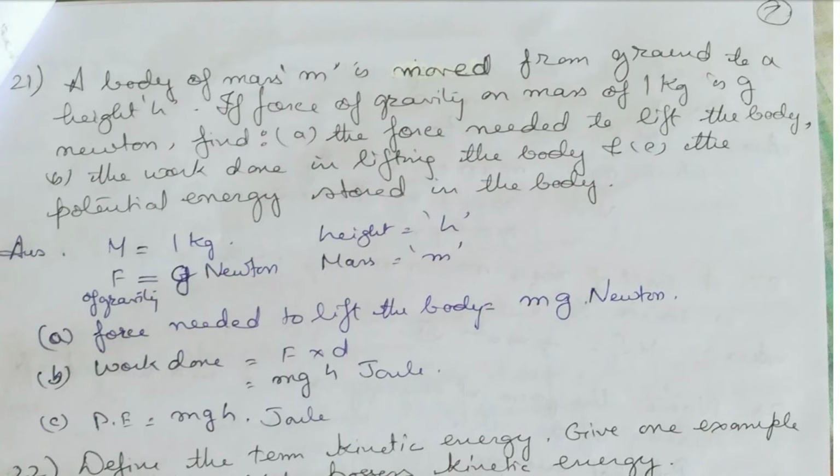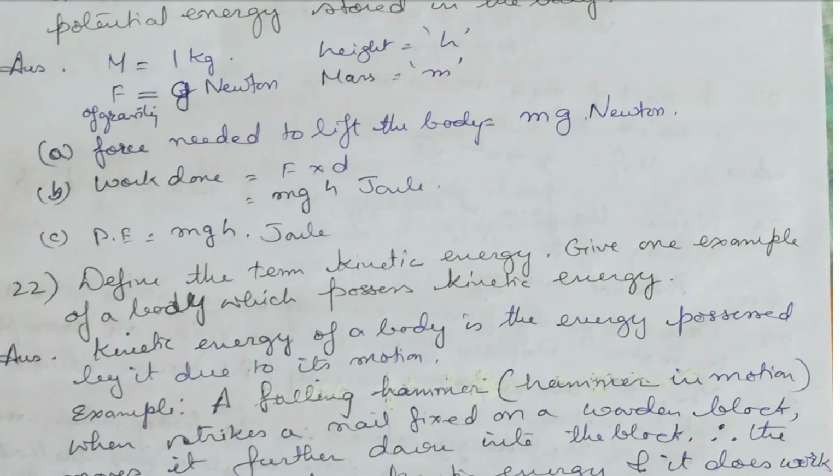A body of mass m is moved from the ground to a height h. If the force of gravity on a mass of 1 kg is g Newton, find F A, the force needed to lift the body, the work done in lifting the body, and the potential energy stored in the body. M is equal to 1 kg, F is equal to g Newton, height is equal to h, and M is mass. So the force needed to lift the body is mg Newton.